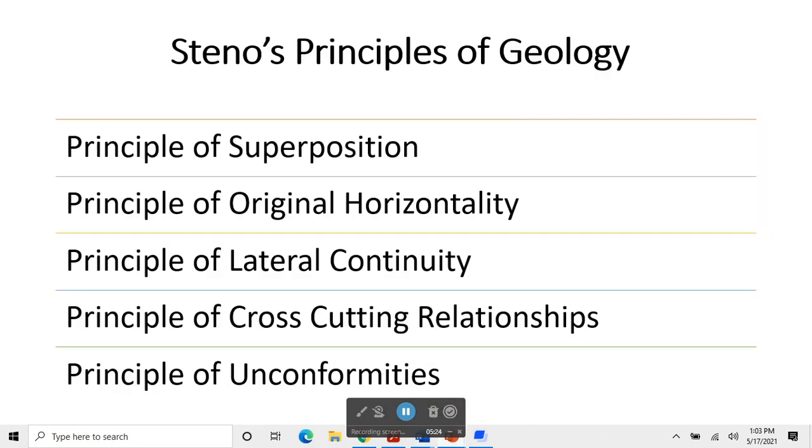These observations eventually developed what are known as Steno's principles of geology, which are listed here. We have the principle of superposition, the principle of original horizontality, the principle of lateral continuity, the principle of cross-cutting relationships, and finally the principle of unconformities. So let's take a look at each of these in a little bit greater detail.